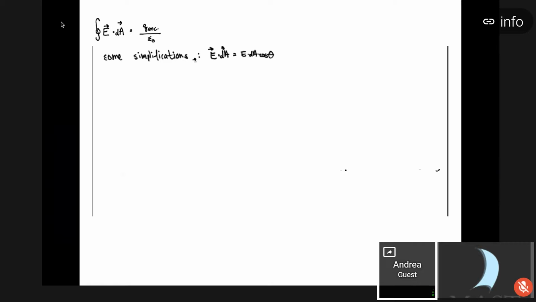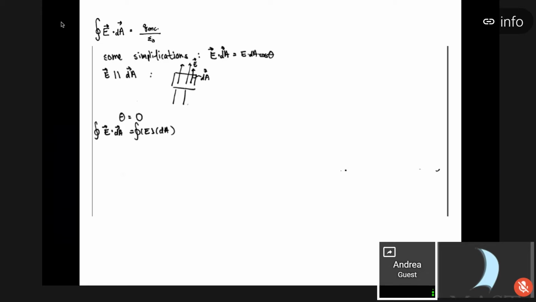Now, in AP Physics C, there's really only two situations, two types of thetas that you're going to be dealing with. The first situation is when your electric field is parallel to the area vector. These are those examples I pointed out previously. In this case, theta is equal to 0. Cosine of theta is equal to 1, so the integral of E dot dA is actually just equal to the integral of E times dA, traditional multiplication.